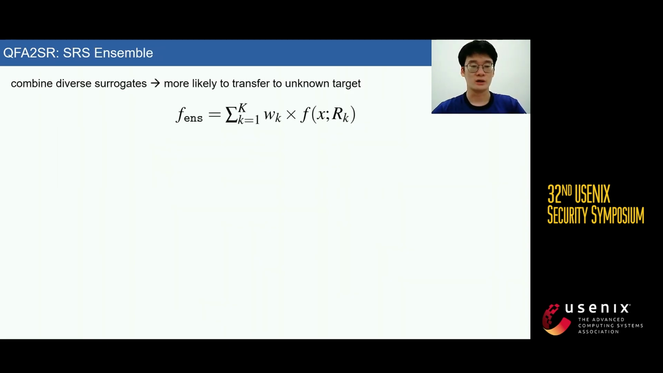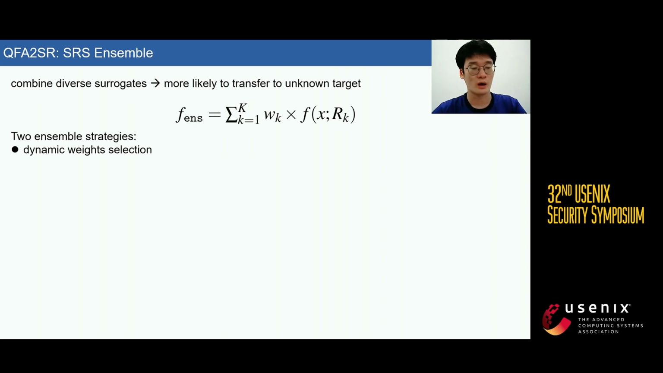The second method is SRS ensemble. As the name implies, this method combines multiple diverse surrogate systems when constructing adversarial voices. In this way, it is expected that the adversarial voices are more likely to transfer to the unknown target. We use loss-level ensemble. Model ensemble attack is not new, and our unique contribution is to use two ensemble strategies.